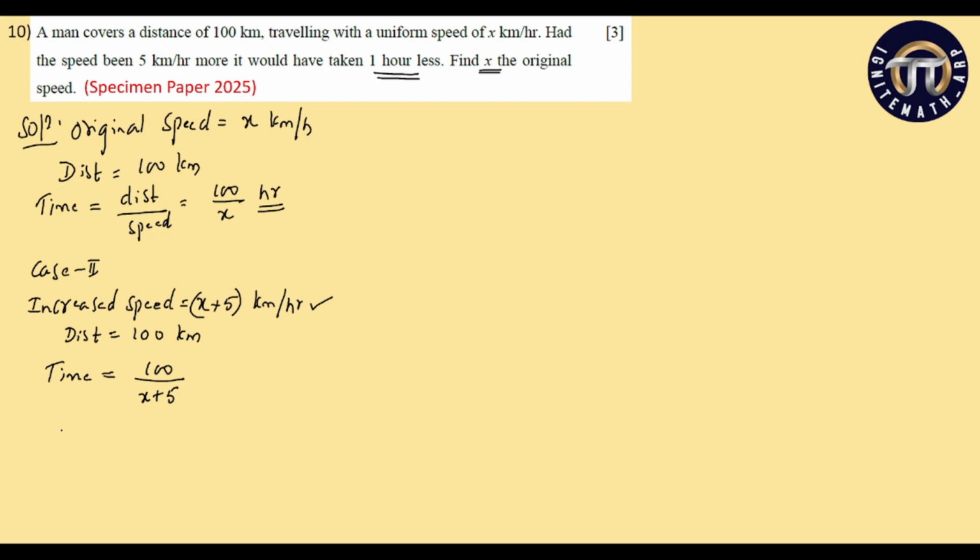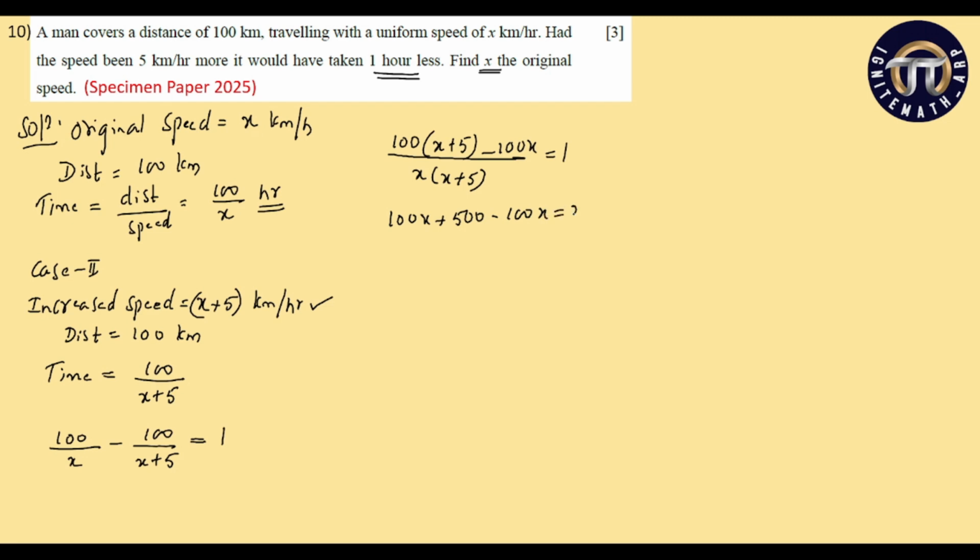The time taken in the first case, that is 100 divided by x minus 100 divided by x plus 5, is equal to 1. I will write. Now I'll take the LCM and simplify this. x into x plus 5, then I would write this as 100 into x plus 5 minus 100x is equal to 1. So 100x plus 500 minus 100x is equal to x into x plus 5.